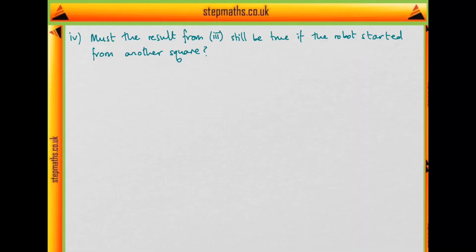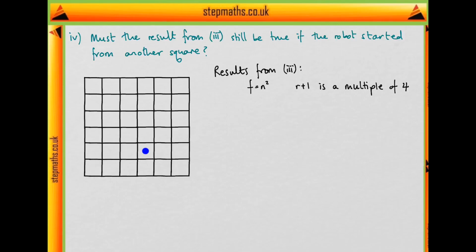Okay, so for part 4, we need to figure out if the results from part 3 still hold if the robot starts and finishes at the center of a different square. So for example, if I was starting from this square instead, with these results from 3 that f is n squared and r plus 1 is a multiple of 4, would these results still hold?